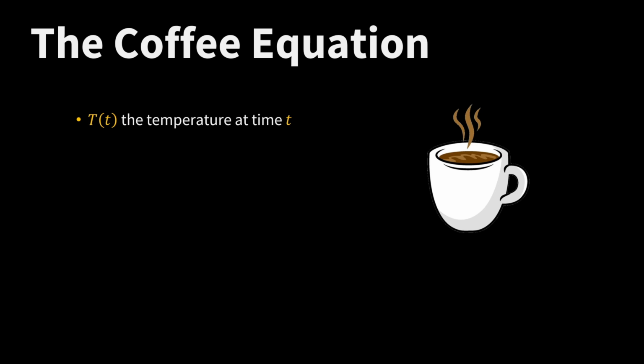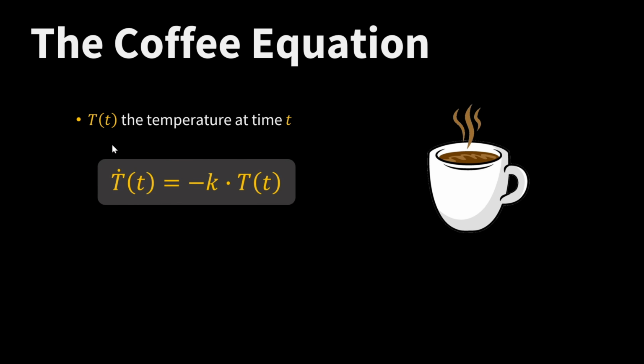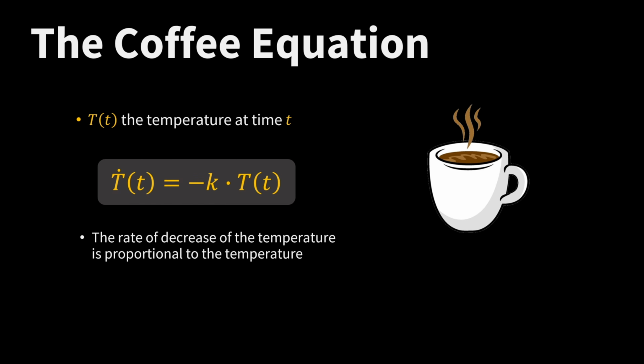Here's our second example, the coffee equation. Now we work with a function capital T of t, which is the temperature of the coffee at time t. And this is our differential equation. It says that the rate of change of the temperature is proportional to the temperature itself. Again, k is a constant, but now we have a negative sign here. So the equation says that the rate of decrease of the temperature is proportional to the temperature. In other words, the hotter the coffee, the faster it cools down.